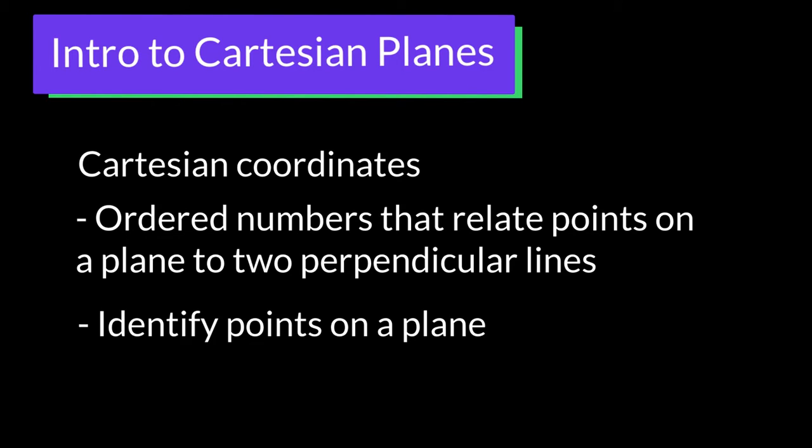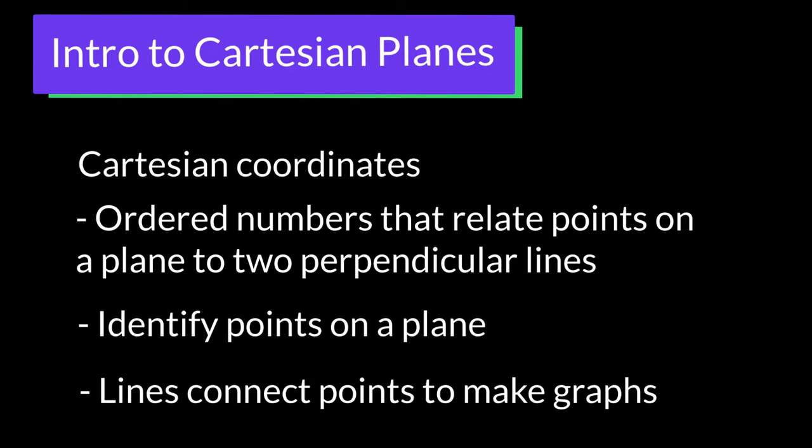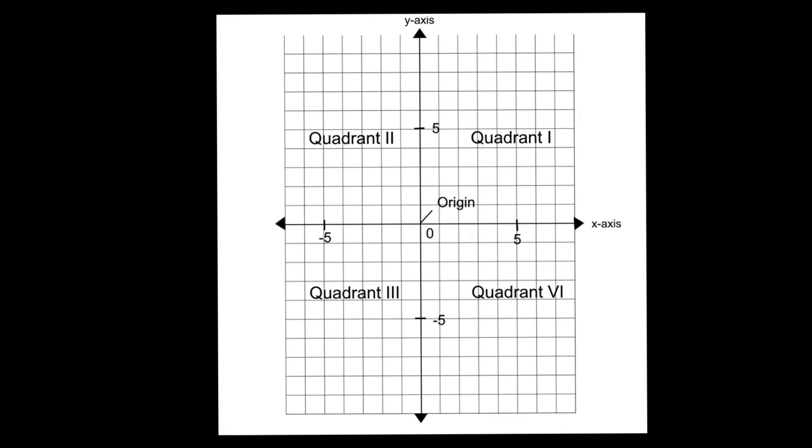Coordinates can be used to identify points on the plane, and lines can be drawn between the points to make a graph. Here's what it looks like. This horizontal line is called the x-axis, and you can see that it is divided into units. They're equal size, and they are increasing positive numbers as they move to the right. So this is 1, 2, 3, 4, 5, and so on, and decreasing numbers as they move to the left.